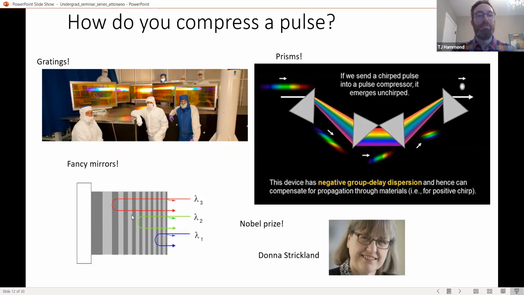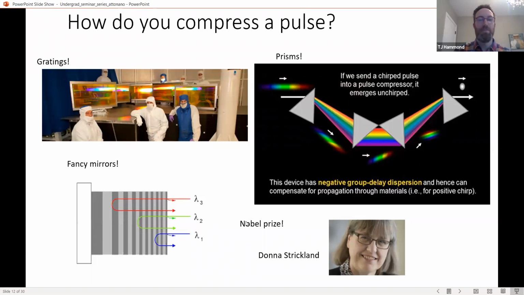You can also do this with fancy mirrors. This is what we do in our lab right now: we have these fancy mirrors specially designed to be able to compress these pulses. So you come in with some pulse that's shaped like this, like red to blue, it's chirped. And then you design it so that the front of the mirror reflects shorter wavelengths and the back of the mirror reflects longer wavelengths, and that compresses the pulse as well.